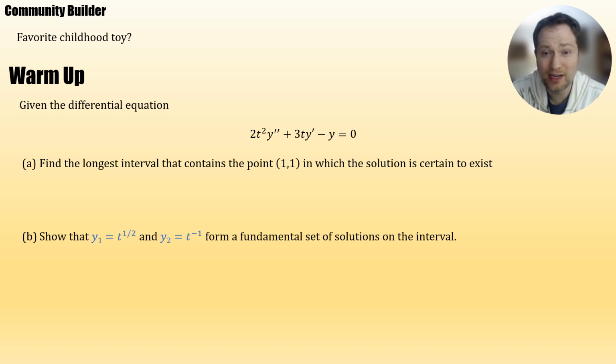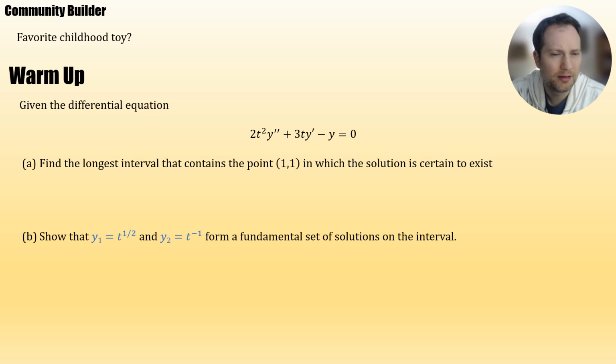We're taking a look at section 3.3 today, and before we get started, we want to take a look at this warm-up, which comes out of section 3.2 and covers some of the main points. Given the differential equation 2t squared y double prime plus 3t y prime minus y equals 0, find the longest interval that contains the point (1, 1) in which the solution is certain to exist. So if you haven't already done this warm-up, then give it a try for a second.